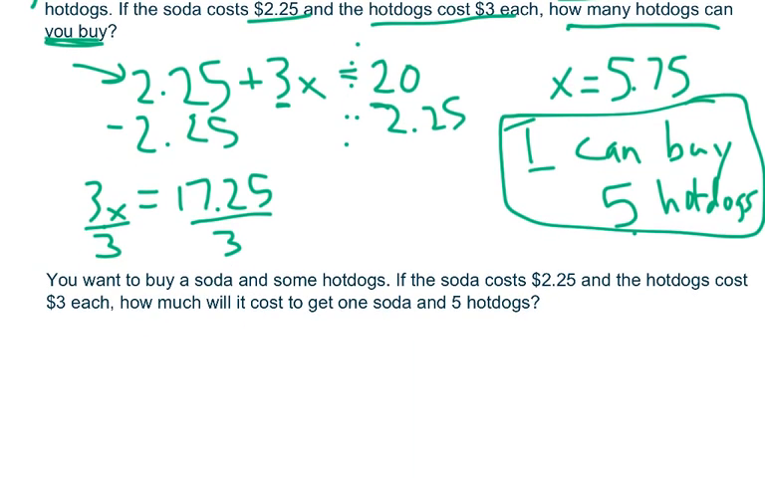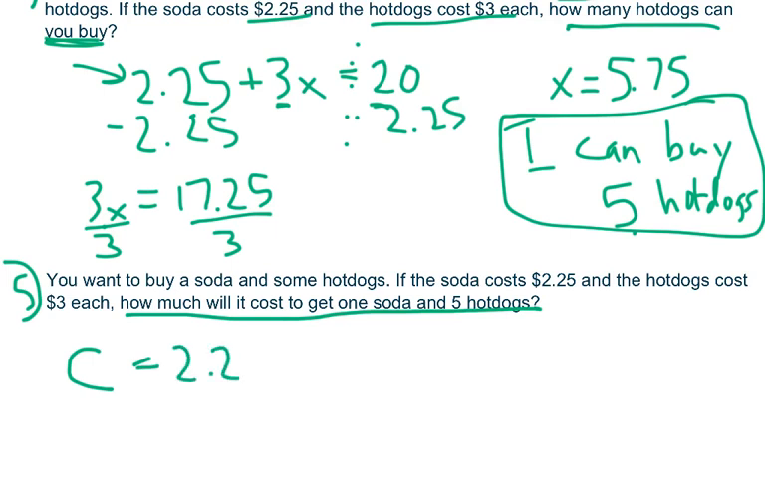Finally, I have another variation of this same problem, and I just want to show you there are different ways you can set this up. So here, you want to buy a soda and some hot dogs. The soda still costs $2.25, and the hot dogs are still $3 each. But now I have a different question I have to figure out. How much will it cost to get 1 soda and 5 hot dogs? And so my cost is going to be the $2.25 that I'm definitely spending on the soda, plus however many hot dogs I'm getting, which are $3 each. But now I know how many hot dogs I'm getting. 5 of them.